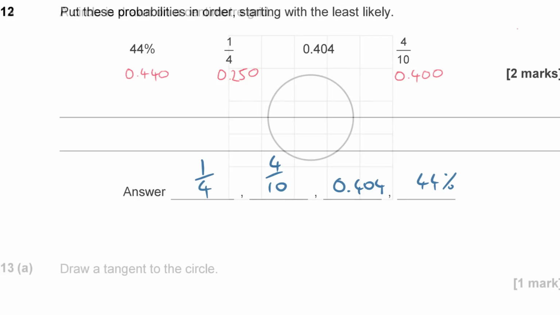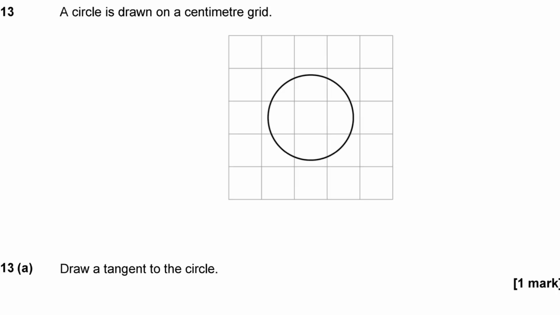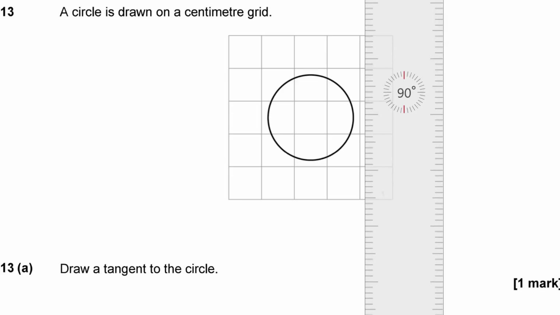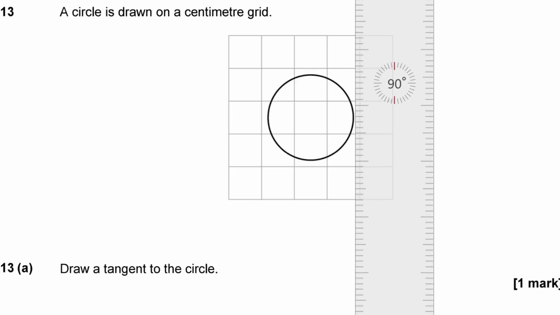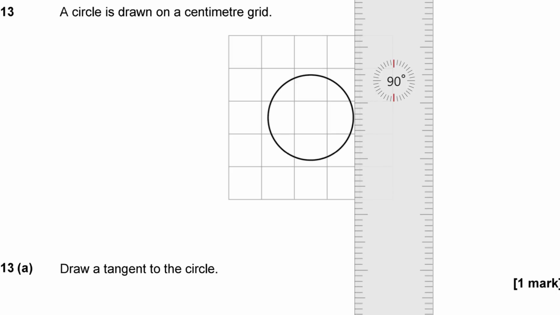Question 13. A circle is drawn on a centimetre grid. 13a says, draw a tangent to the circle. Now a tangent is a straight line just touching the circle, and we can draw one on using a ruler. So if I pull up my ruler, if you put your ruler so it just touches the circle and then draw your line on, that will be your tangent. So it's a straight line just touching the circle like that.